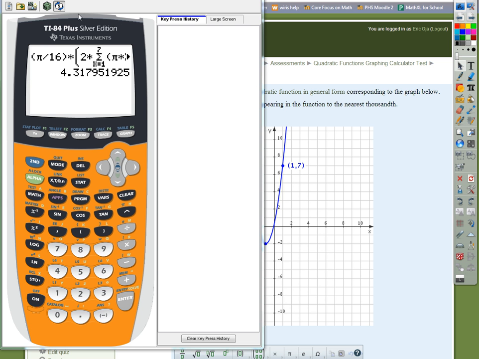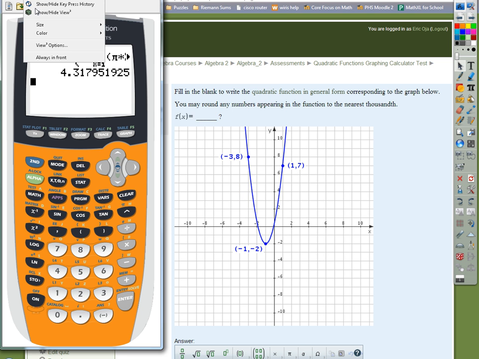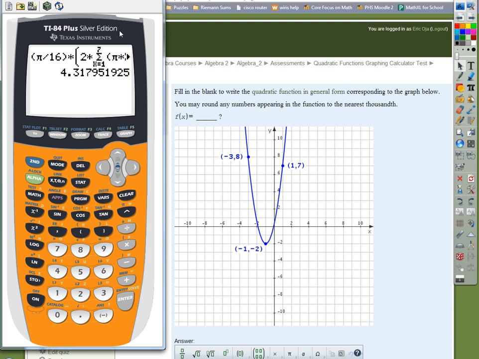So one like this. So if we're trying to write this in general form, it tells us that any number, so the coefficients can be decimals. The easiest way to do this is just with regression, right? All we have to do is enter those ordered pairs in our stat editor.